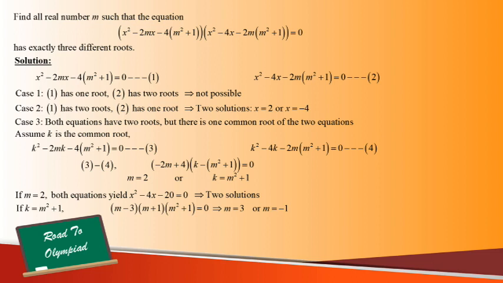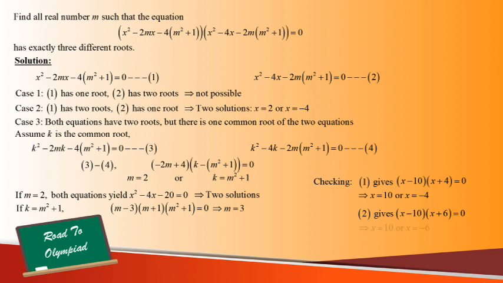Recall that we have done the case m equal to negative 1 in case 2, which gives us only 2 solutions. So we'll only be talking about the case m equal to 3 over here. If m is equal to 3, equation 1 gives us x squared minus 6x minus 40 equal to 0, which can be factorized as follows and gives us x equal to 10 or x equal to negative 4. And equation 2 gives us x squared minus 4x minus 60 equal to 0, which can be factorized as follows and gives us the roots x equal to 10 or x equal to negative 6.